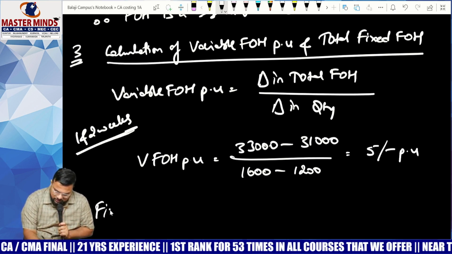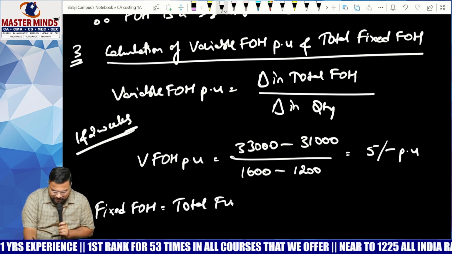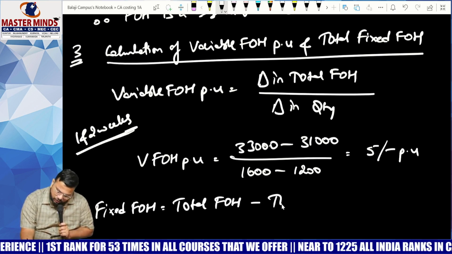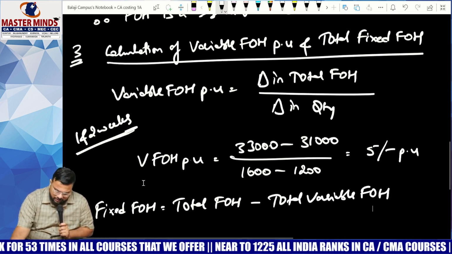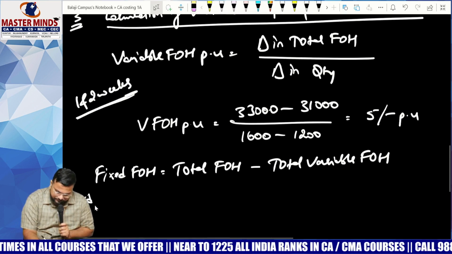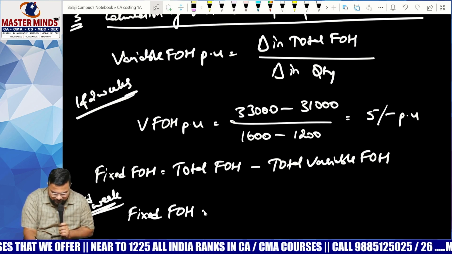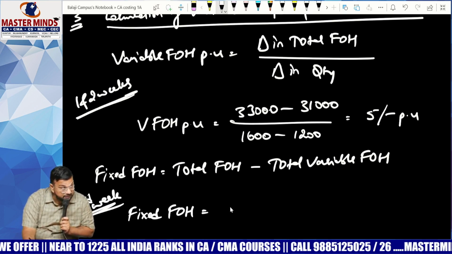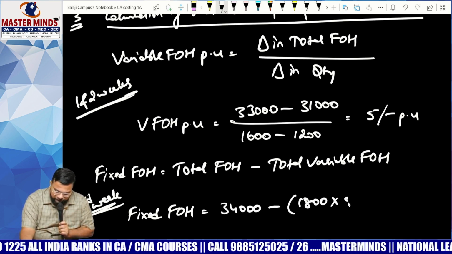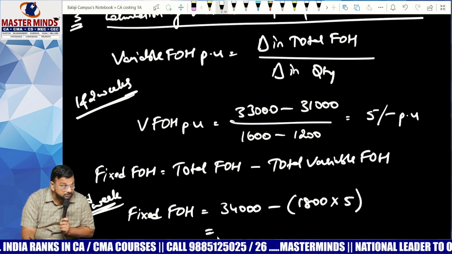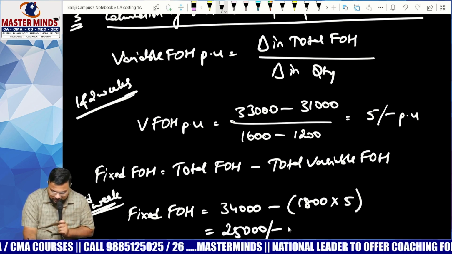So fixed factory overhead equals total factory overhead minus total variable factory overhead. Let me take the third week. Fixed factory overhead equals the total factory overhead in the third week, 34,000, minus 1800 into 5. So how much will you get? The final amount is 25,000. So 25,000 is the fixed factory overhead.